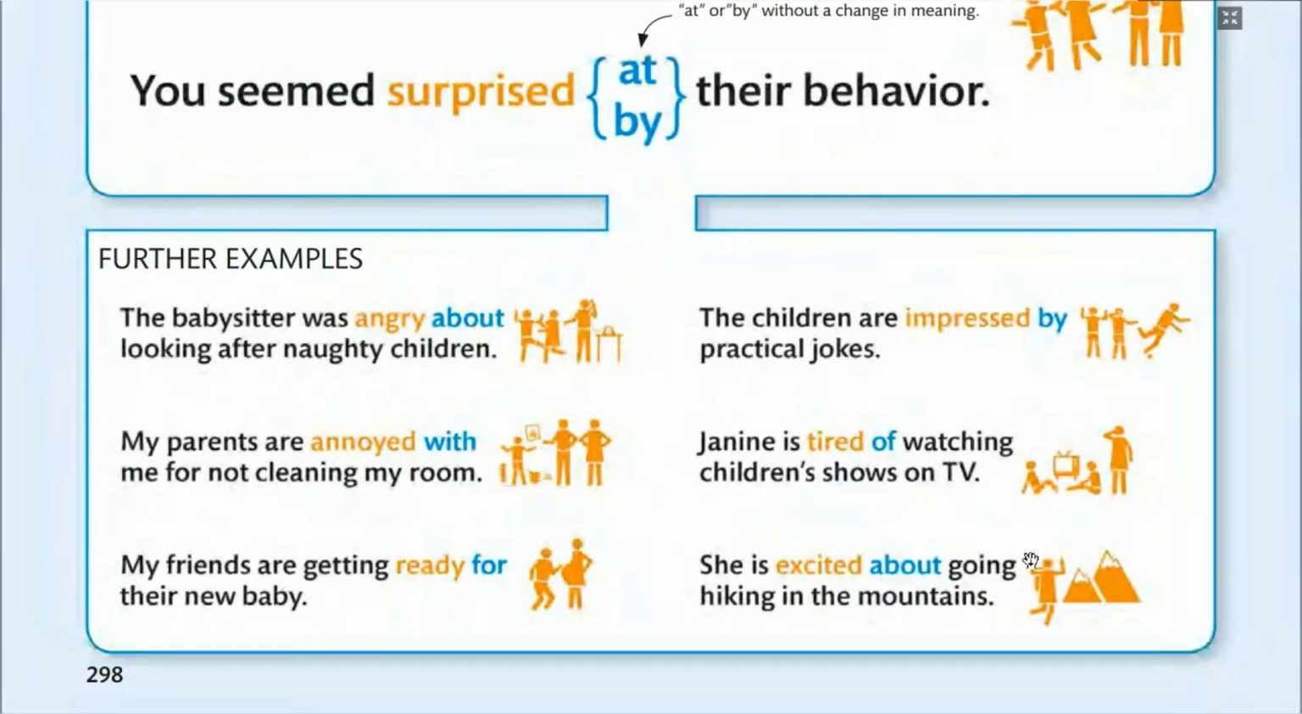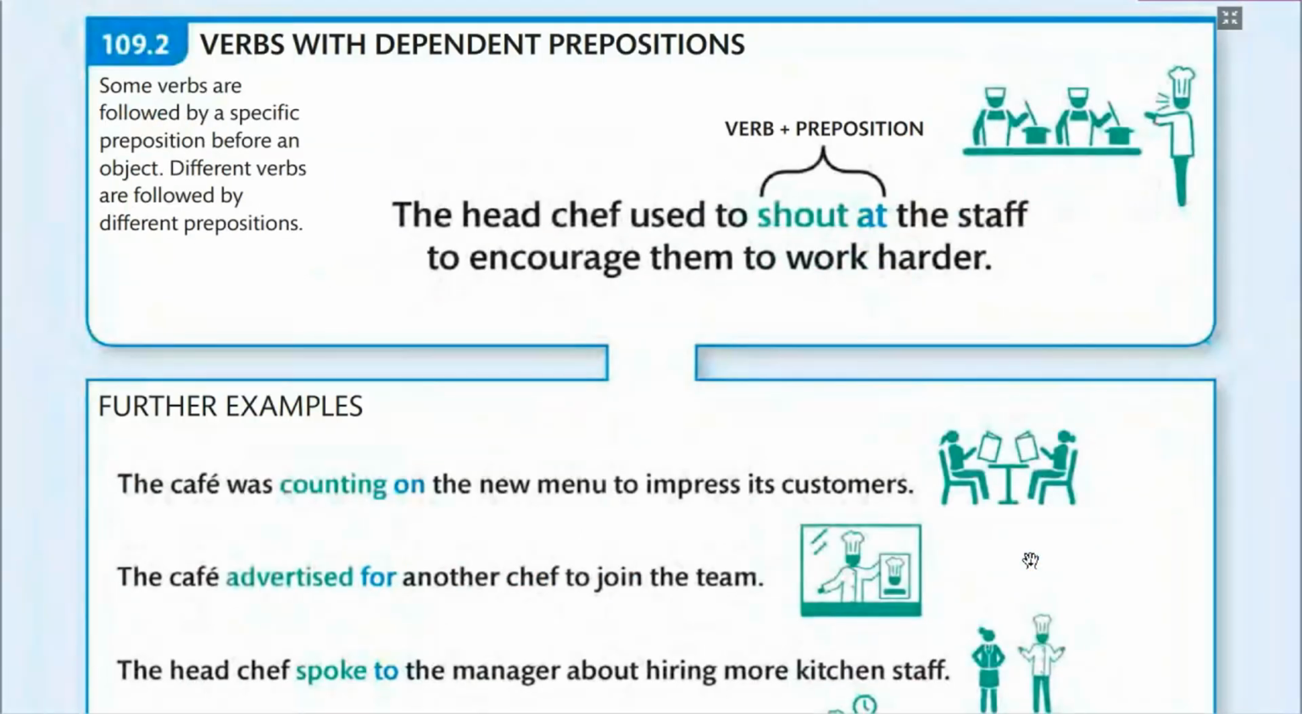My friends are getting ready for their new baby. She's excited about going hiking in the mountains. So the one we did now is adjectives with dependent prepositions. So now I have verbs with dependent prepositions as well. For example, the head chef used to shout at the staff to encourage them to work harder.